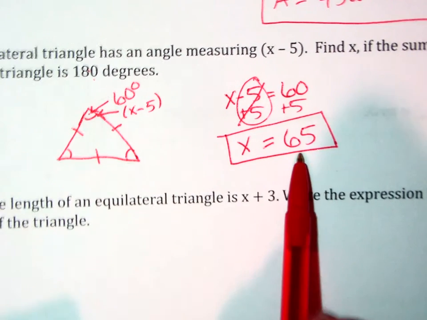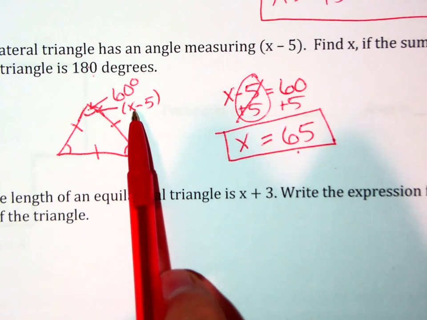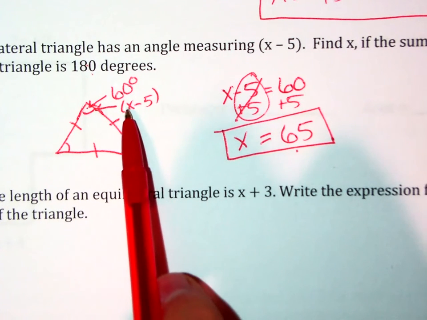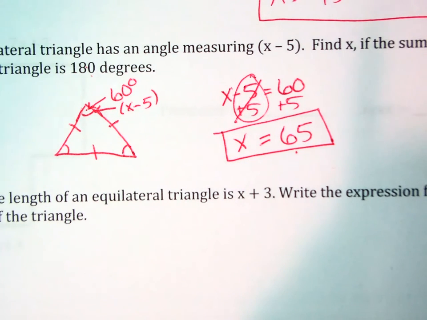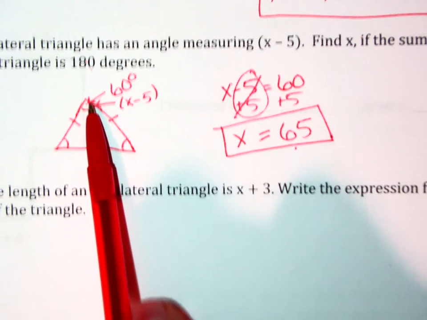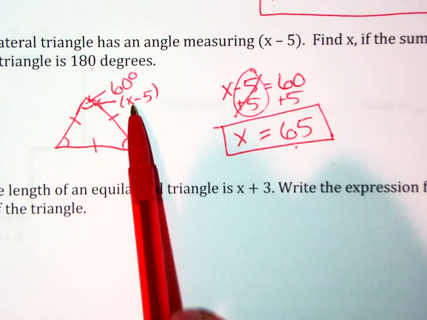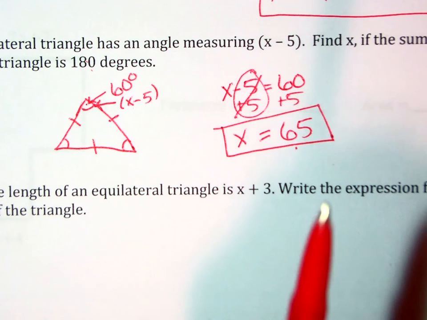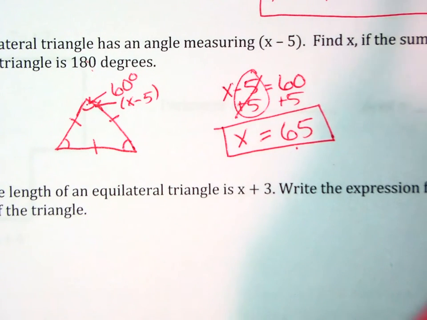Now 65 is not the value of the angle, but rather the value of x within this angle. So if I plug 65 in for x, I would have 65 minus 5 is 60 degrees. Very important to notate the difference between those two. The angle degree is 60 degrees. The value of x within this angle, given the expression that was provided for us for that angle, is 65.